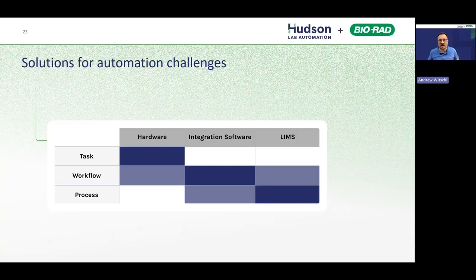When we're looking at buying an instrument, and all of a sudden in that instrument we're trying to do task-based workflow and process-based automation on the same instrument, it's not the right tool for the job, right? Can you force fit it? Maybe, depending on the vendor, but that really isn't going to get you a successful deployment in your lab.